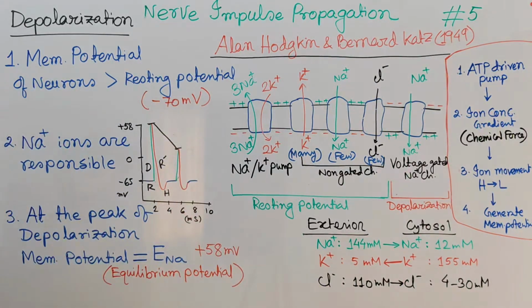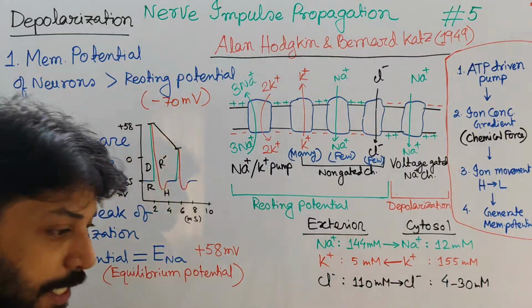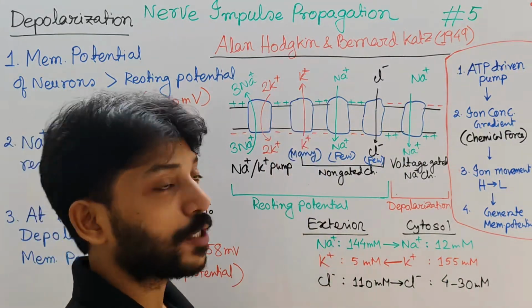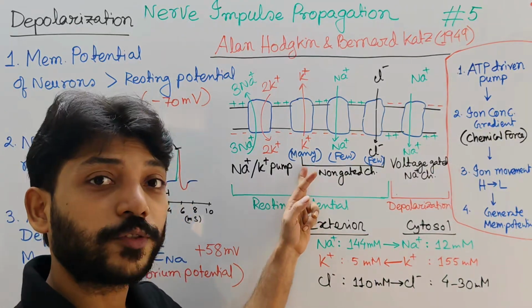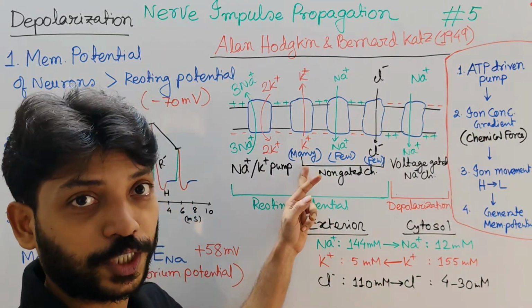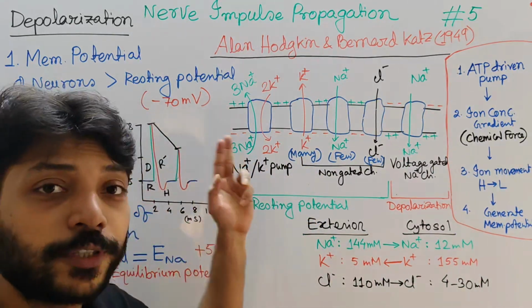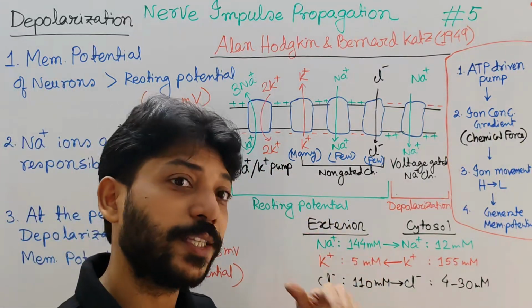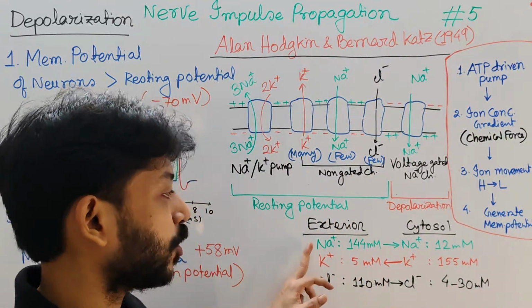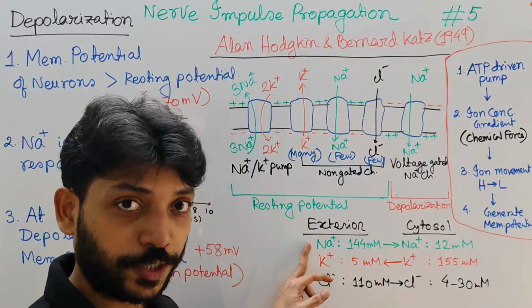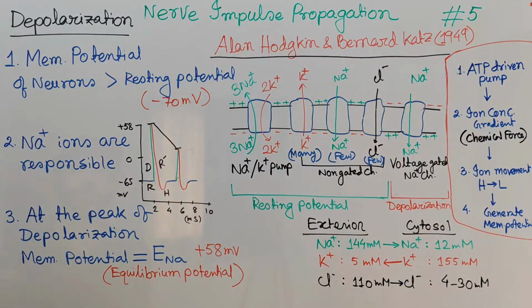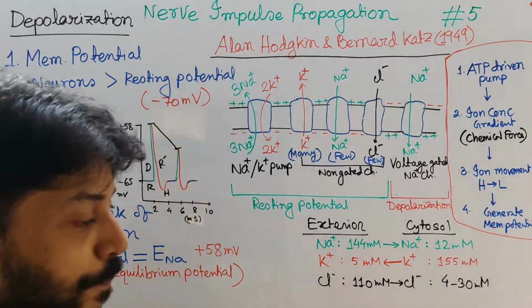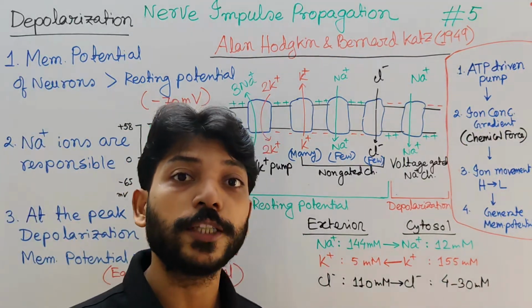Now I have made a separate video on resting potential. In that video I mentioned that Alan Hodgkin and Bernard Katz in 1949 proved that potassium ions are responsible for the generation of resting potential. Also, these two scientists in 1949, by performing the same experiment, proved that sodium ion is responsible for the generation of depolarization. But before I go to that experiment, I want to mention the first point, which is that when the membrane potential of neurons becomes more than resting potential, we call it depolarization.